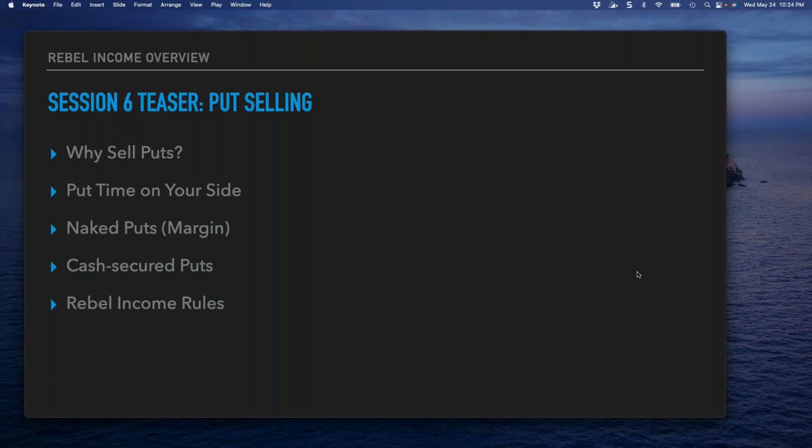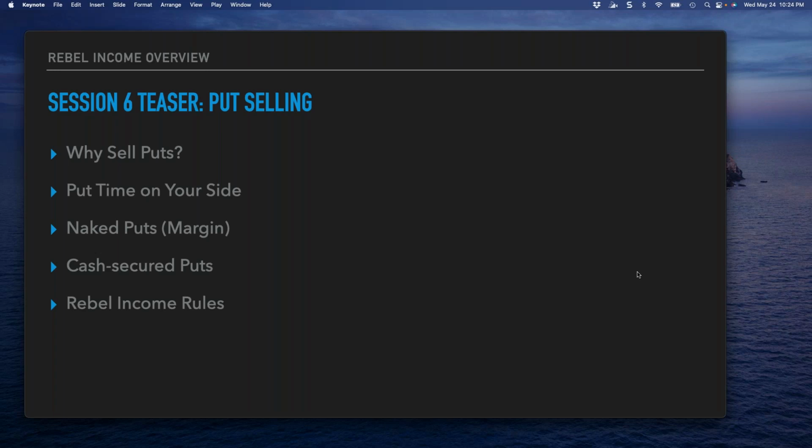In session 6, we're going to get specifically down to the nitty-gritty and talk about income generation with the primary trading strategy we use in the Rebel income system, which is selling puts. We're going to talk about why we like to sell puts and some of the rationale behind this particular strategy. We'll talk about putting time on your side, which we've already alluded to a little bit with the discussion of time decay.